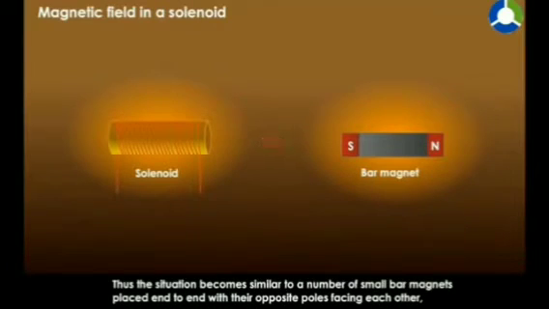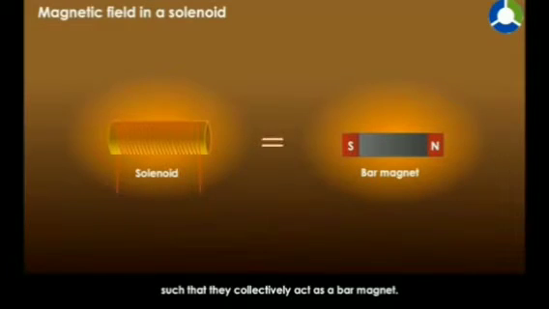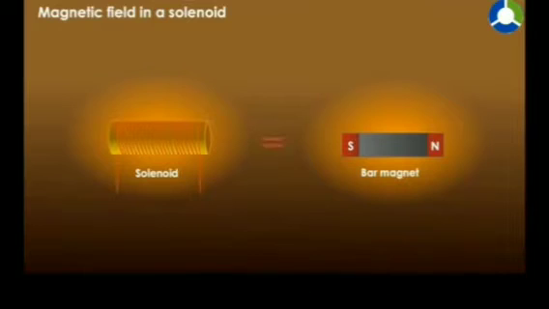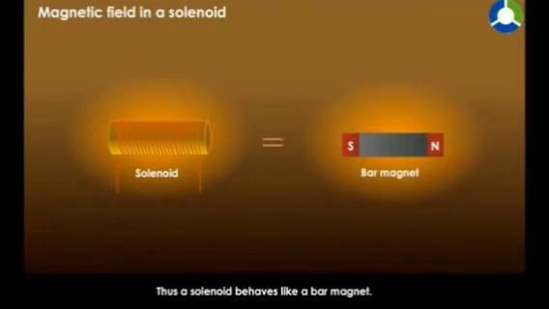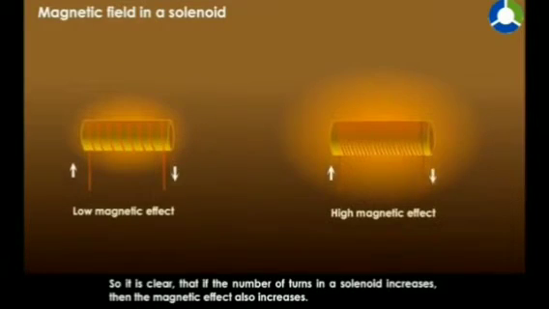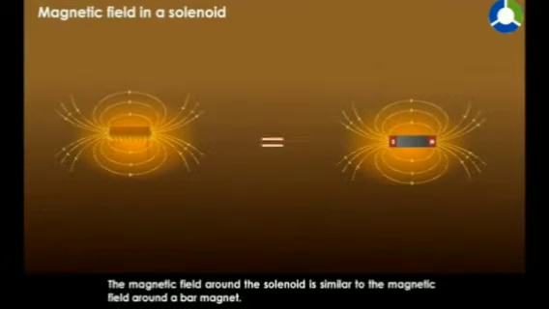Thus, the situation becomes similar to a number of small bar magnets placed end to end with their opposite poles facing each other, such that they collectively act as a bar magnet. Thus, a solenoid behaves like a bar magnet. So, it is clear that if the number of turns in a solenoid increases, then the magnetic effect also increases. The magnetic field around the solenoid is similar to the magnetic field around a bar magnet.